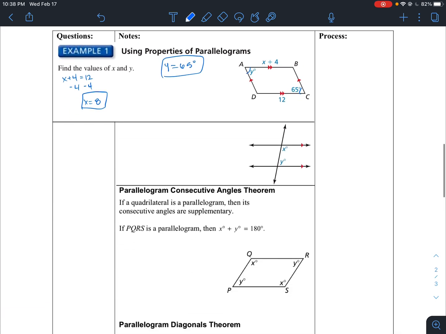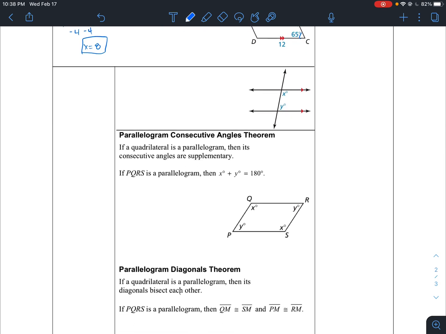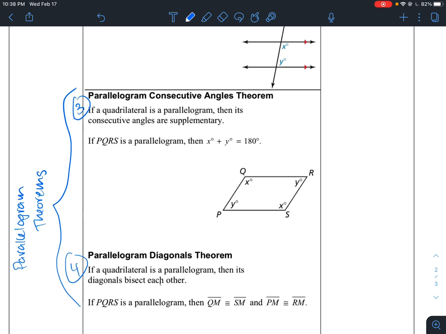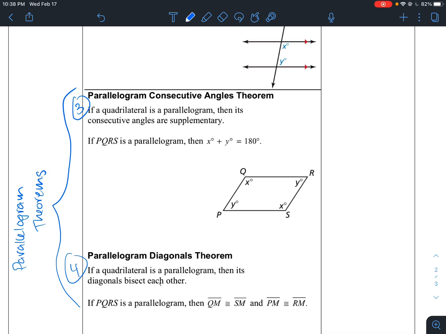Alright, now there's two other theorems that we can go through with parallelograms. So here are two additional parallelogram theorems. This one we'll call number 3, number 4. The third one states that if a quadrilateral is a parallelogram, then its consecutive sides are supplementary.